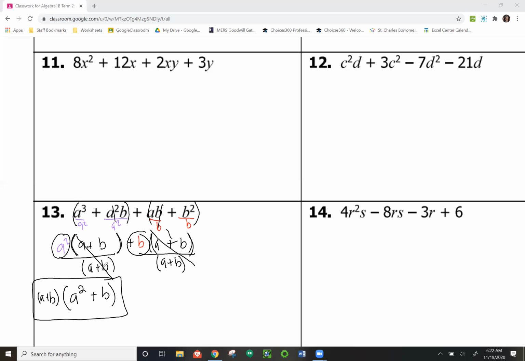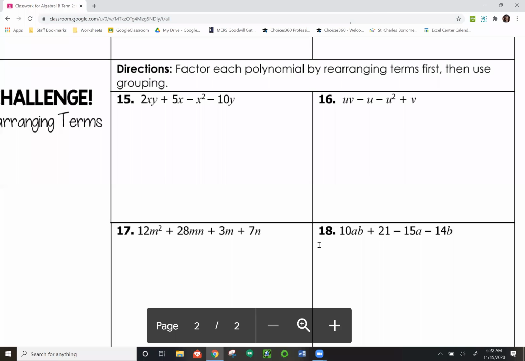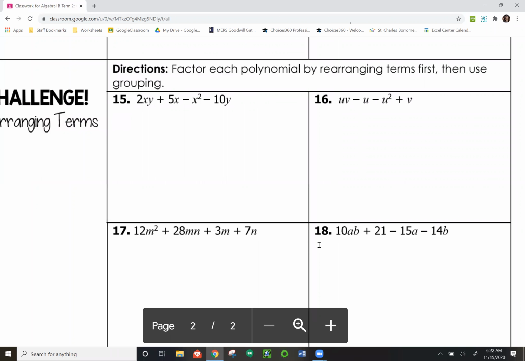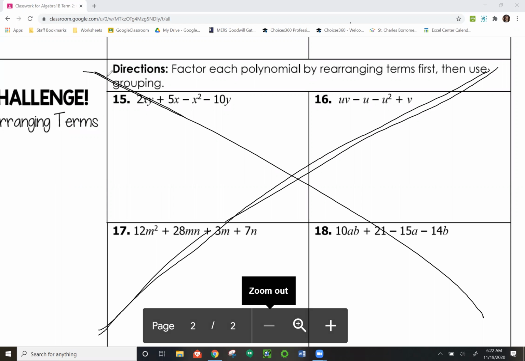All right, so I'll leave number 14 for you guys. And we're actually just going to skip this last section. If you want to try and go for it, if you feel like we didn't get enough work in today, pretty much what you have to do is rearrange the terms so that they ideally work with this grouping method, but we'll just skip them for our class.